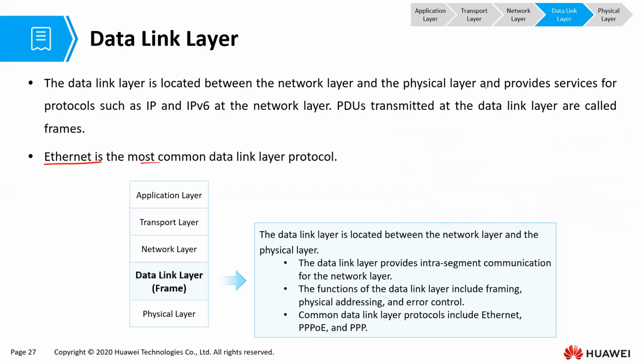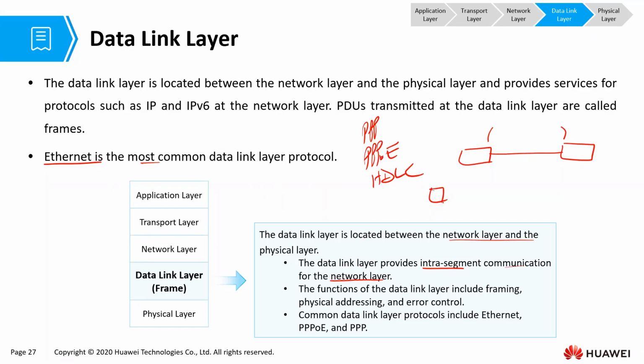Ethernet is the most common data link layer protocol, but we also have Point-to-Point Protocol. We also have Point-to-Point Protocol over Ethernet. Actually, we also have HDLC, High-level Data Link Control protocol. So the data link layer is located between the network layer and physical layer. I've said the data link layer provides intra-segment communication for the network layer. Intra-segment means the data link layer is in between any two devices. I hope this makes sense.